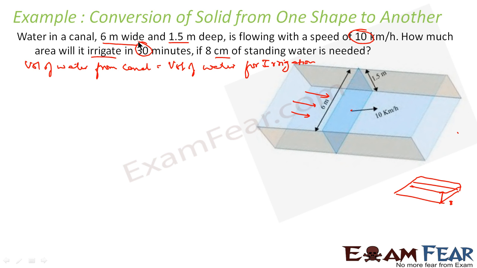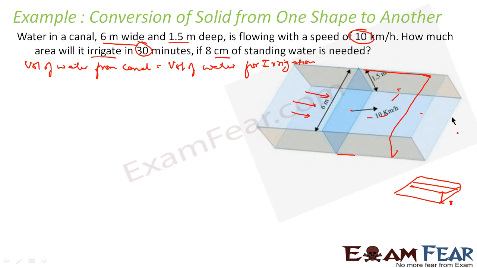Correct. So if you see the distance traveled or the length, you will see the water travels from one point to another. For example, from this point it travels to this point, let's suppose in 30 minutes. So this total volume will be the volume of water. This is the total volume of water that came out of this canal in 30 minutes.